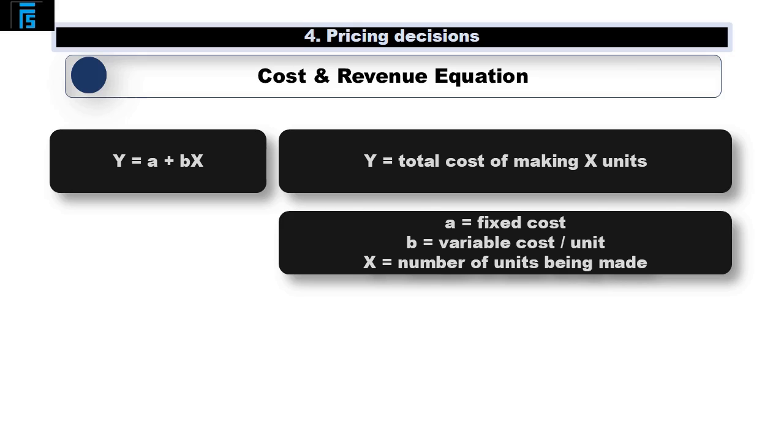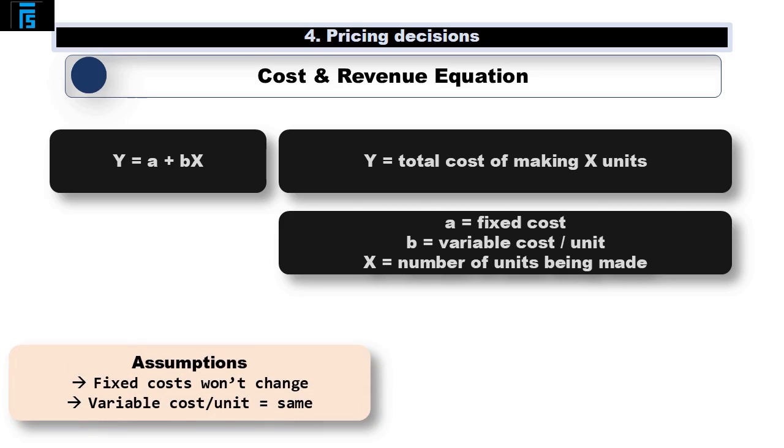This equation does assume that fixed costs won't change as output levels increase, and that the variable cost per unit is the same regardless of changes in production volumes. In reality, the learning curve effect might result in the variable cost per unit reducing as output volumes increase, and at given output levels the fixed costs might step up to a higher figure, but this equation ignores these factors. For more information on the learning curve effect, please see the video covering this topic area.